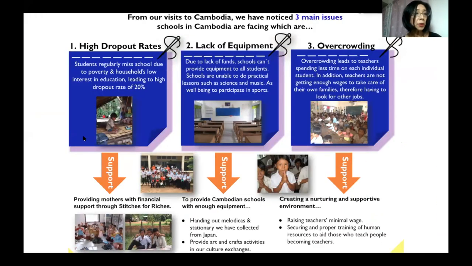The goal of this project is to help provide a pathway toward education for children in need. By working together with Cambodian mothers from the local areas, we are producing and selling handmade bags in order to raise money that will create more educational opportunities for their children.